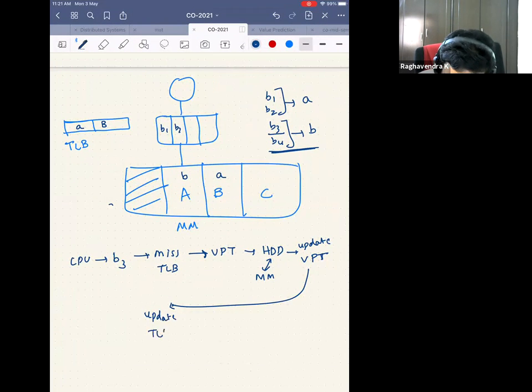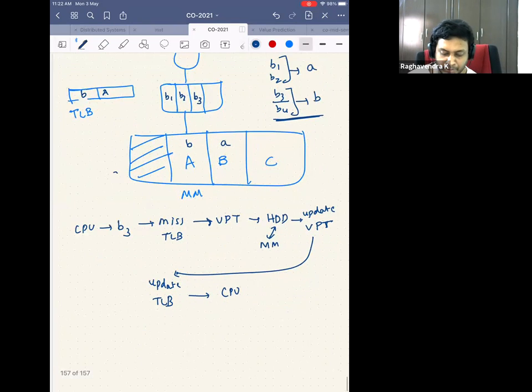Updated the TLB also. So now how will my TLB look? My TLB will look something like this. The TLB will have small b with capital A. Is everybody following this? Yes, sir. Okay. So I updated the TLB, and then I brought that particular block. So I wrote B3 here. Then I gave it to the CPU. So everything is perfectly fine.